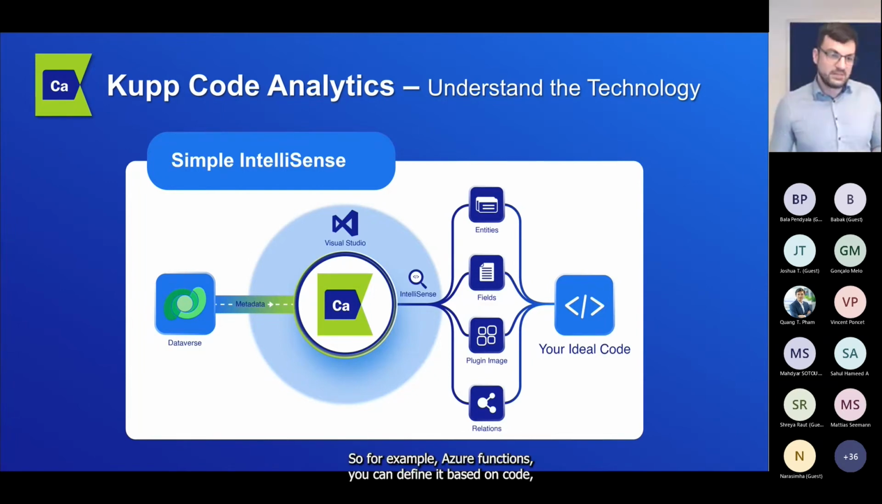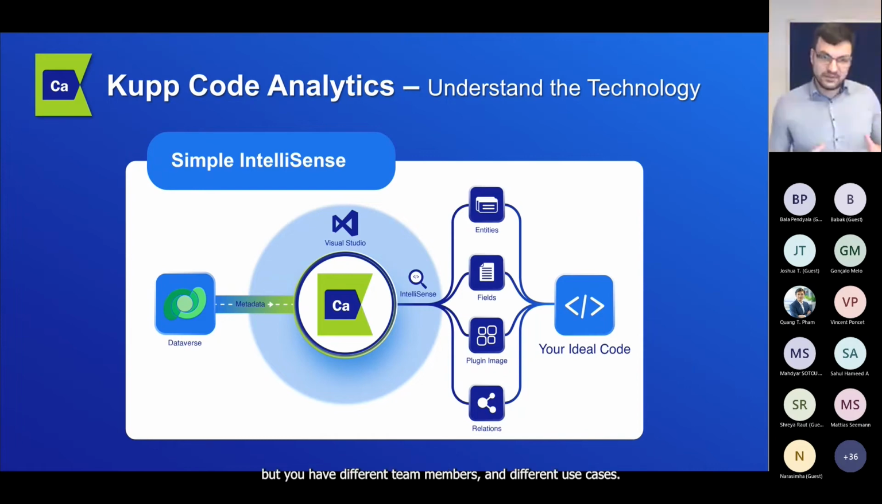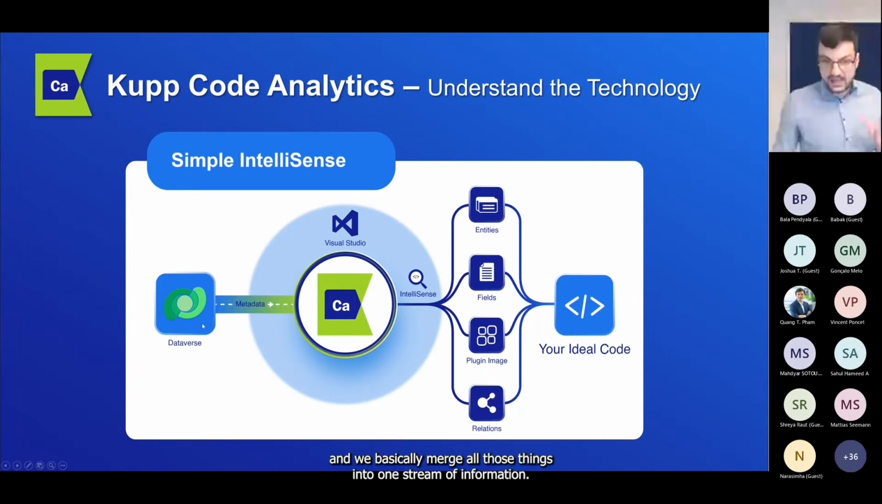So for example, Azure functions, you can define them based on code, but you can also define them directly within the portal with C# script. So there are different ways to implement logic. And at the end, of course, you try to use the same thing, but you have different team members and different use cases. And this is why we say, hey, we can cover both. So we connect to Dataverse, Azure, and DevOps, and we basically merge all those things into one stream of information.